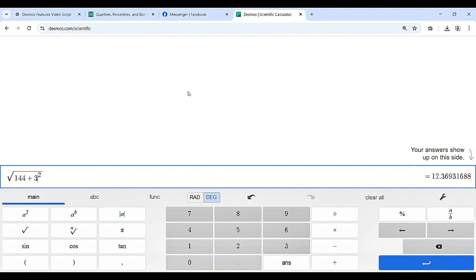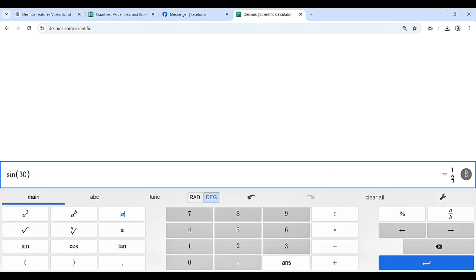Well, the basic calculator only solves basic operations, but in here we can solve complex numbers. You can see here we can use square roots and absolute values, pi, sine, and cosine, and many more. So let's try. What is sine 30? And you can see here the answer, 0.5. We can also convert this into a fraction, and it's 1/2.